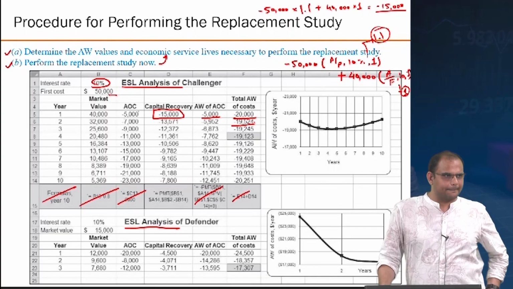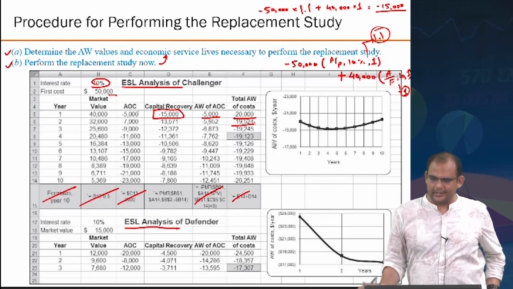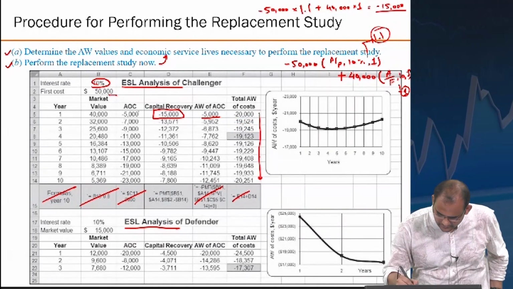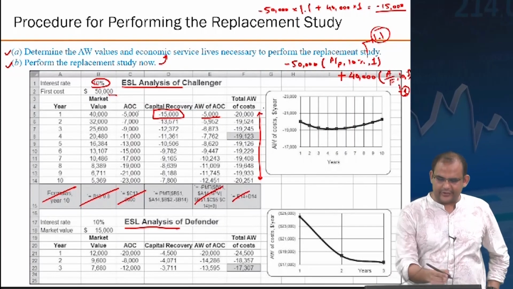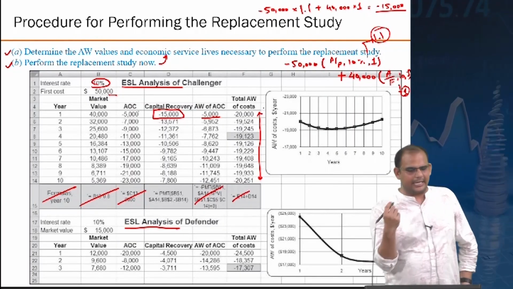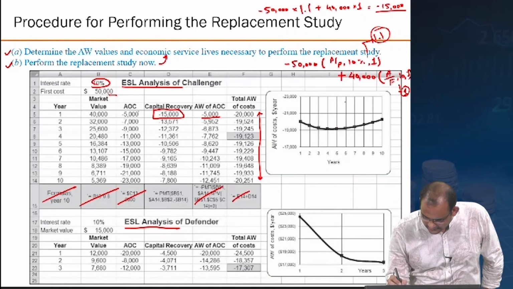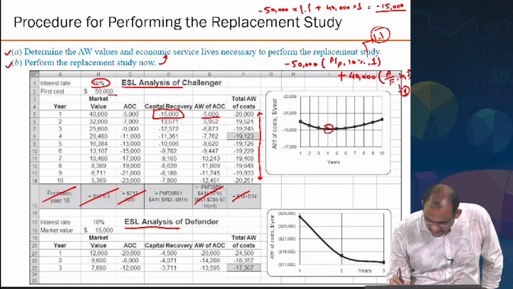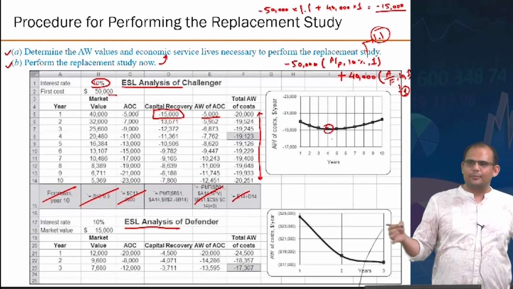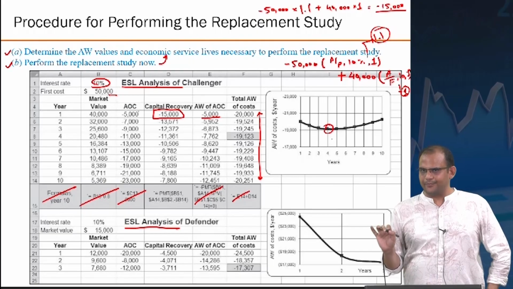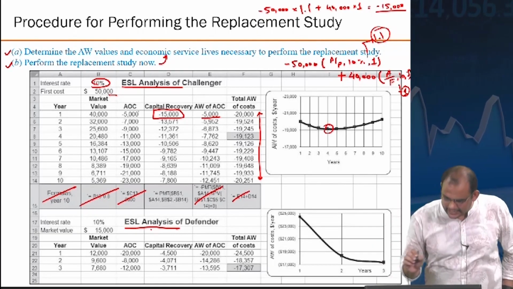Okay. Good enough? Essentially, you then plot this curve, assuming in the first case ESL is just 1 year, in the second case you are assuming ESL is for 2 years, and so on and so forth. You find out that this AW of cost is minimum somewhere at year 4, right?